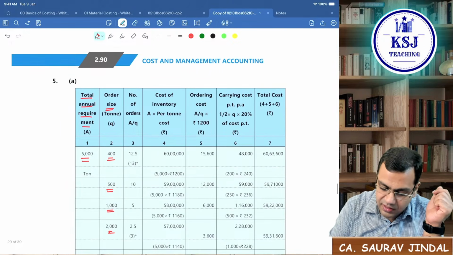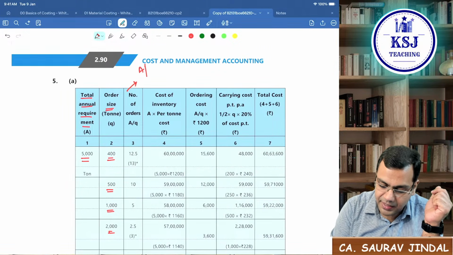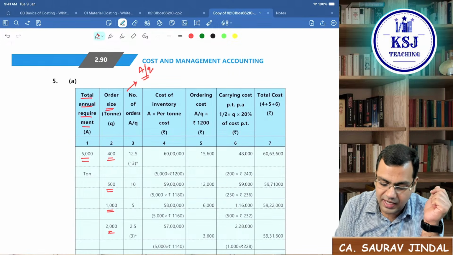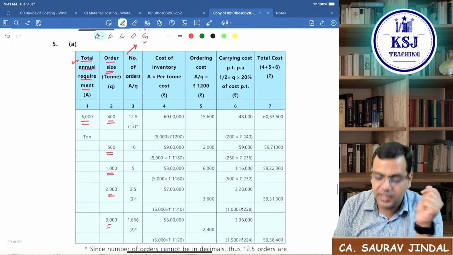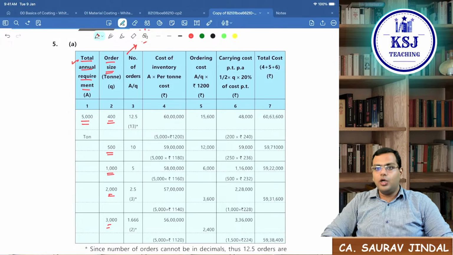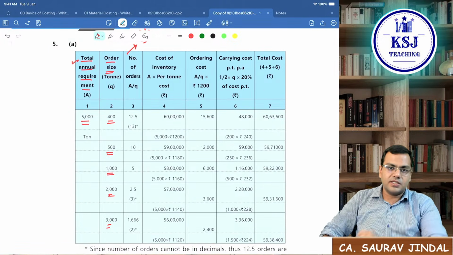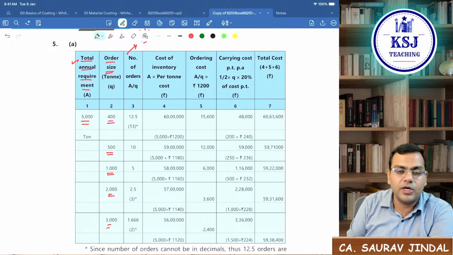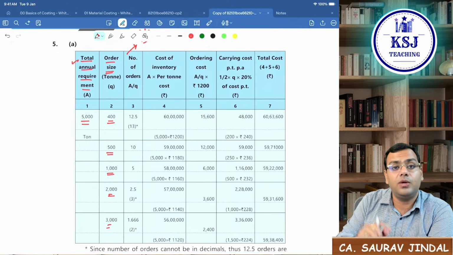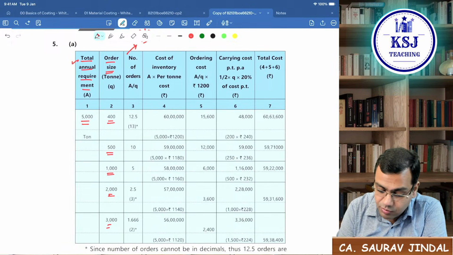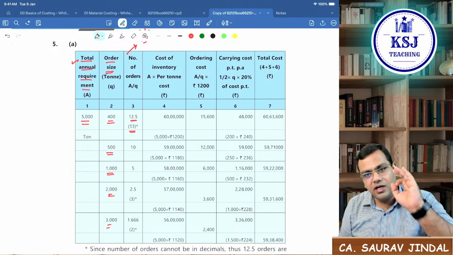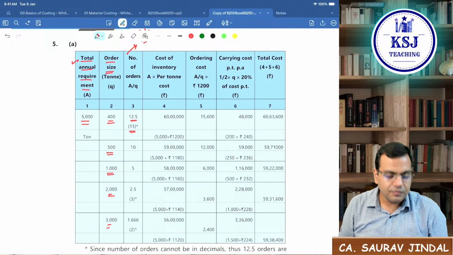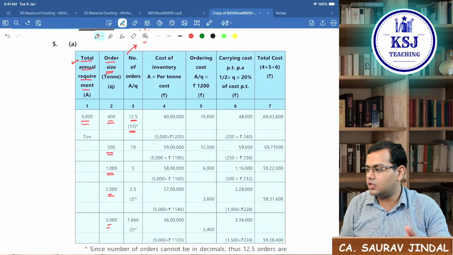So first thing they have calculated is number of orders. Number of orders means A divided by Q, total annual requirement divided by the order size. See, in the first case, you are getting 12.5. Remember yesterday I told you regarding the orders that if you are getting the orders in decimal, you should normally do the upper round off. That is why they have taken both the options, 12.5, or you can take it as 13. Normally do the upper round off, because you will place the full order, no?